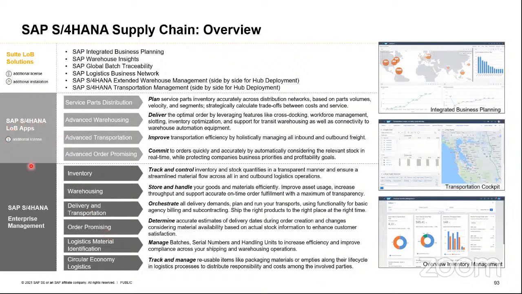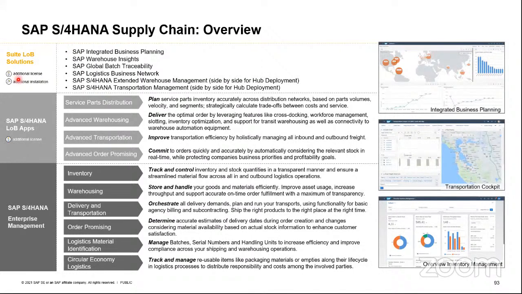In terms of additional license, you can get the EWM solution. That is what advanced warehousing means. You have transportation management, a separate solution earlier, now embedded, but licensed separately. Advanced order processing, something that came in the earlier releases, advanced ATP checks, that's what it is. And then there is specific functionality for service parts distribution.